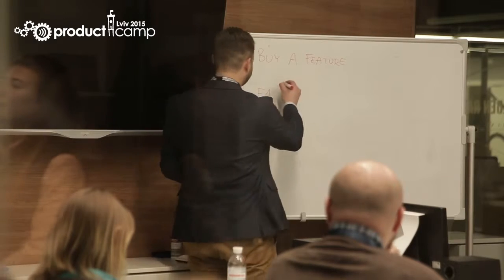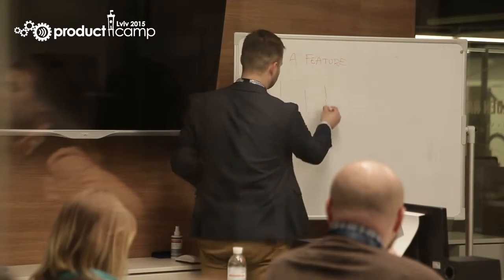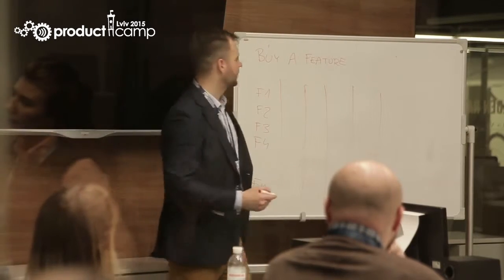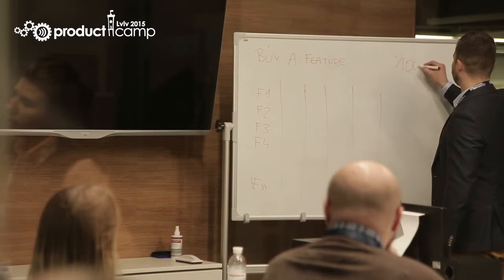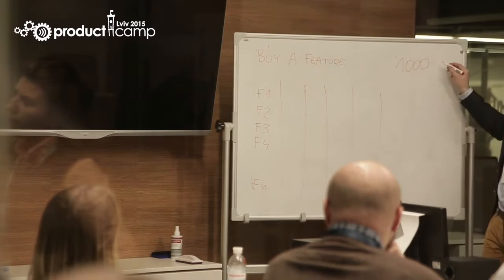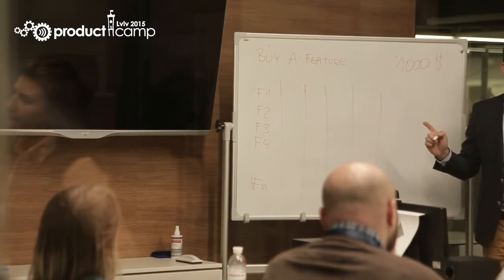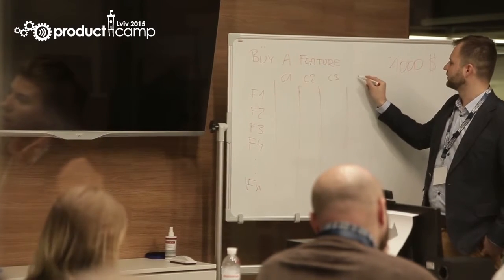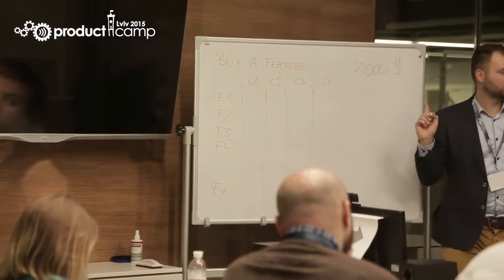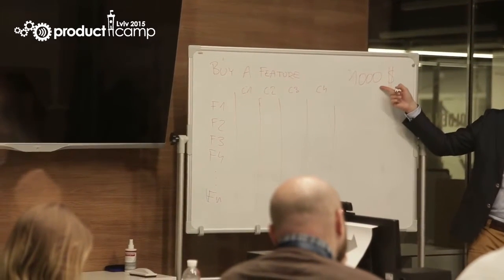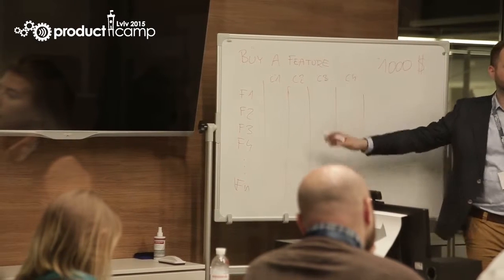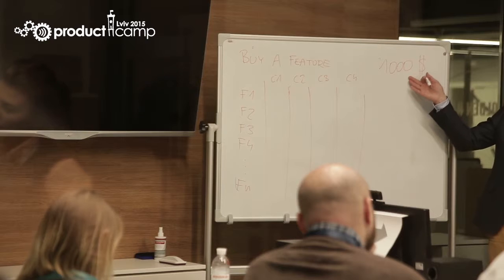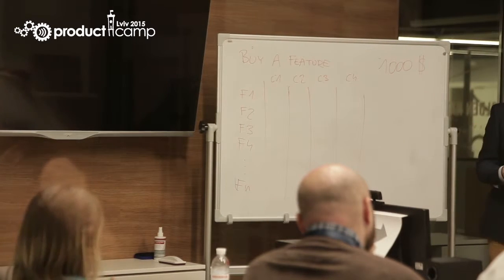And each of them has a column, and each of them in this technique receives $1,000 points, whatever. And the idea is customer 1, customer 2, customer 3, and so on. Each of you has to distribute this amount among the features as you wish. It's going to be your answer how much relatively you would like to pay for particular features.